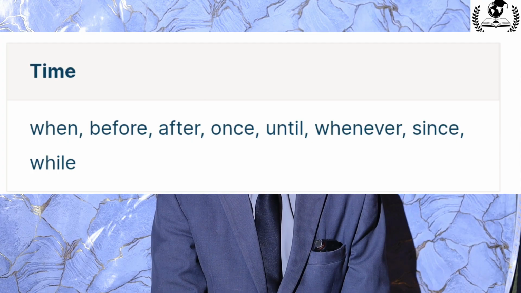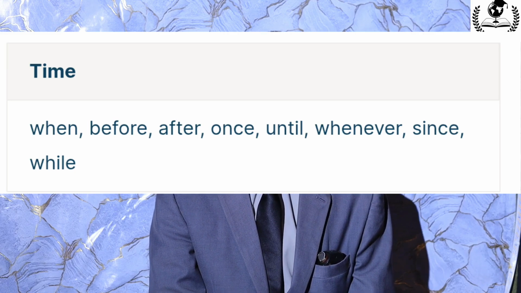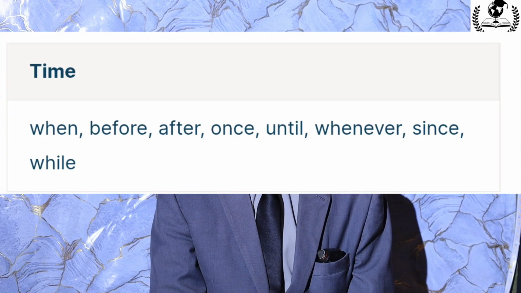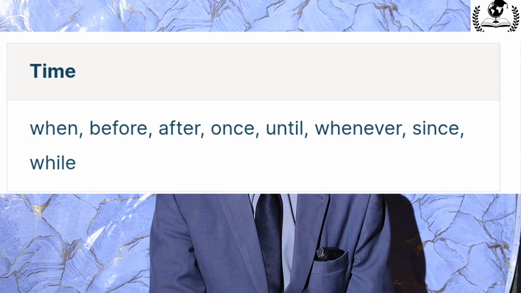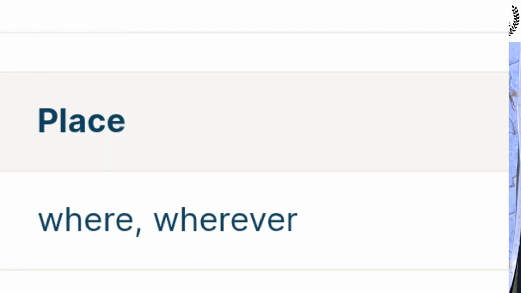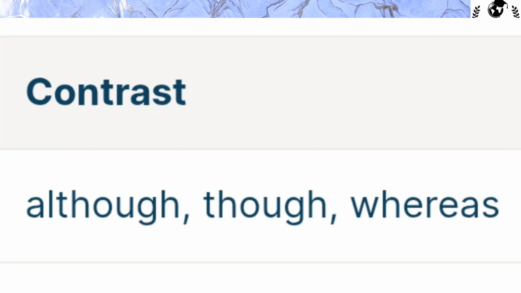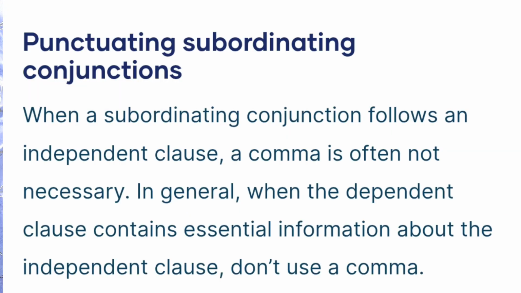Now let us look at those that express time. They are when, before, after, once, until, whenever, since, and while. And let us look at those that express place. They are where, wherever. Condition: if, unless, in case. Contrast: although, though, whereas. So let us study punctuating subordinating conjunctions.